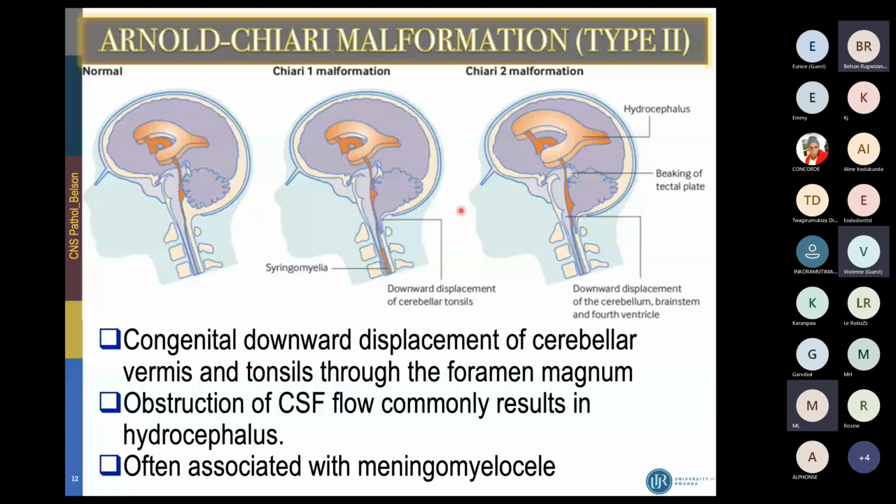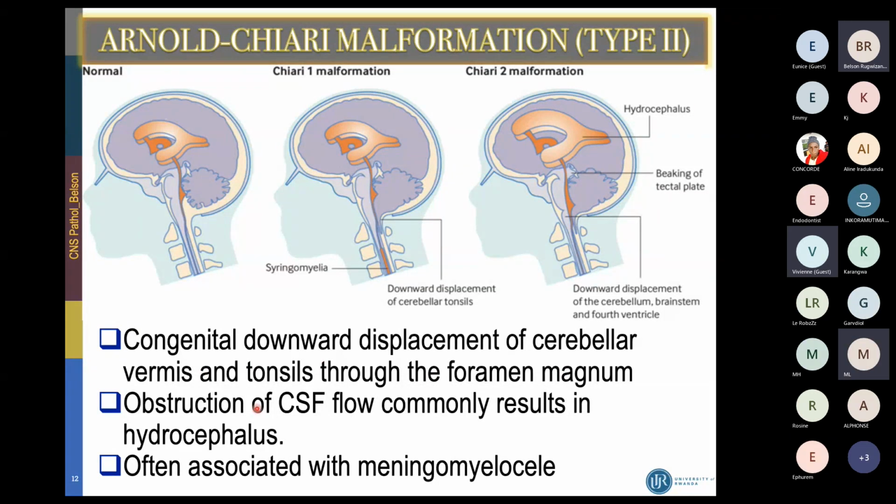Another condition is the Arnold Chiari malformation. Type 2, but we have two. Of course, there is also type 1. That's why I added a diagram to show how type 1 looks, and type 2, which is the concern here. So there is a congenital downward displacement of the cerebellar vermis and the tonsils through the foramen magnum.